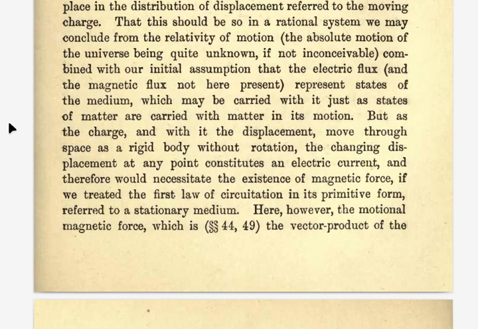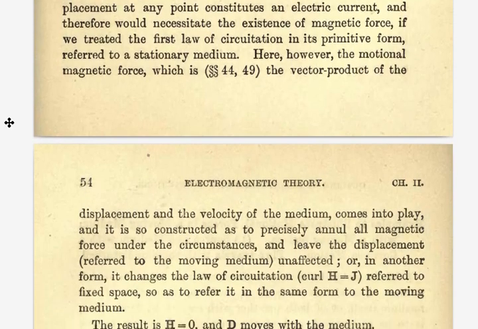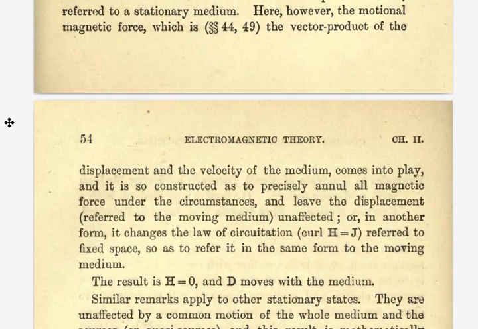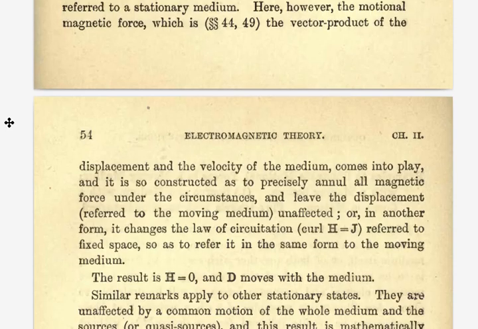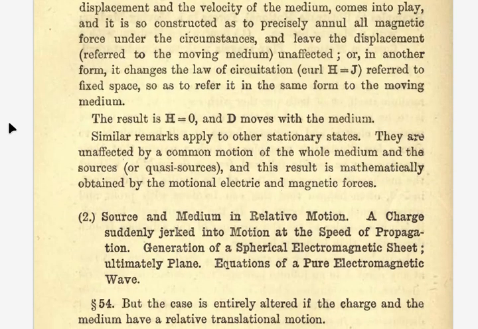and therefore would necessitate the existence of magnetic force if we treated the first law of circuitation in its primitive form, referred to as stationary medium. Here, however, the motional magnetic force, which is the vector product of the displacement and the velocity of the medium, comes into play. And it is so constructed as to precisely annul all magnetic force under the circumstances, and leave the displacement referred to the moving medium unaffected. Or, in another form, it changes the law of circuitation referred to fixed space, so as to refer it in the same form to the moving medium.